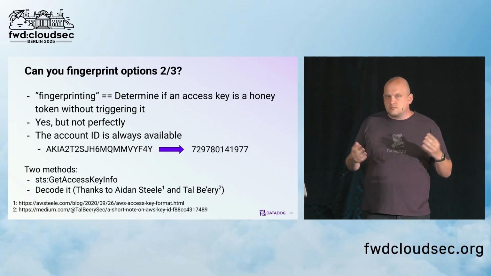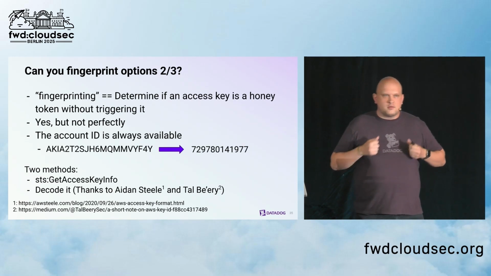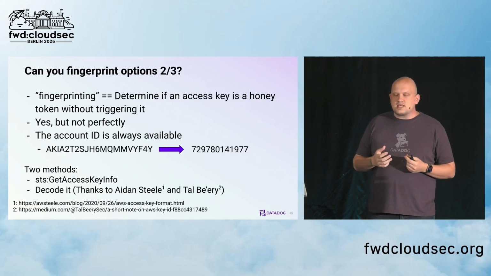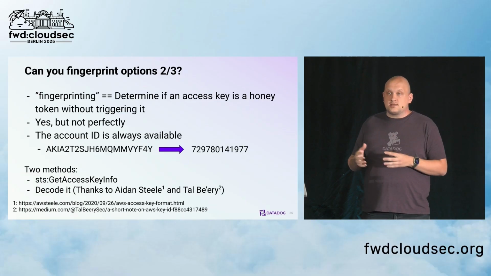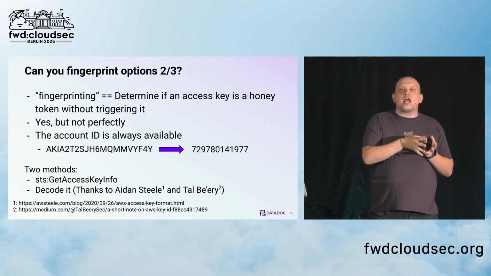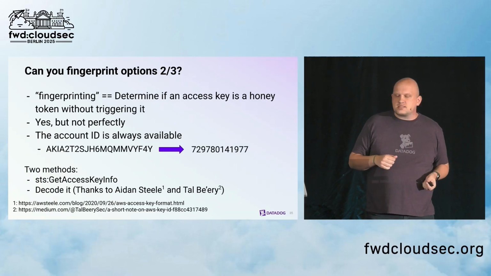There's 2 ways to do this. The first is there's an API for it, STS get access key info. You pass the access key, you get an account ID. Second method is, thanks to some research from Eden Steele and Tal Berry, you can actually decode it. That access key actually includes the account ID encoded within, and you can derive that value completely offline without having to make any API requests.